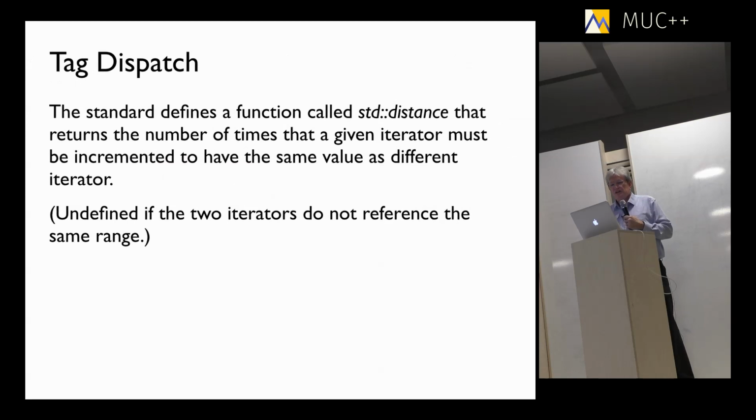And the way this works is, let's say we have in the standard something called std distance. std distance takes a pair of iterators, and it tells us how far we have to go to get from one iterator position to the other iterator position. What's the distance in terms of essentially increments? Okay, does that make sense? Everybody know what we're trying to do? So what would be the order of that operation?